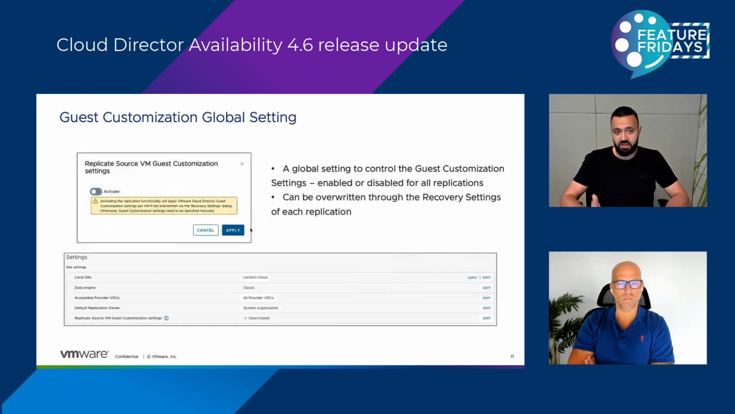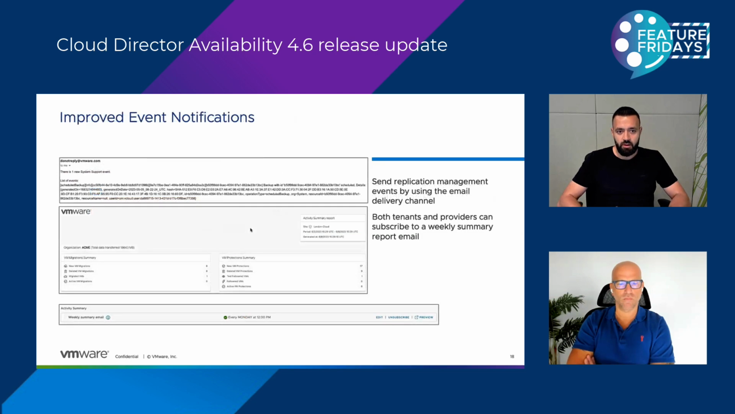The guest customization global setting, this is how it looks. It's just a switch to activate it. The improved event notifications. Now we have multiple emails, adding also the activity summary report that can be sent to both cloud providers for the whole cloud, what has happened during the past week, and also to tenants, what has happened with their organization during the past week.